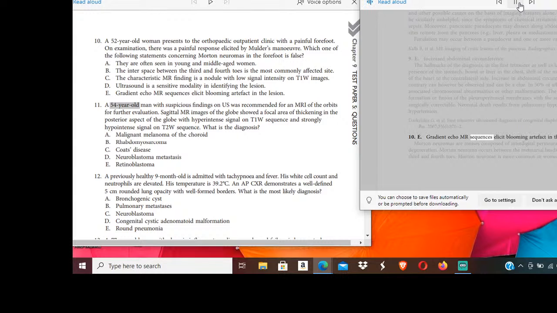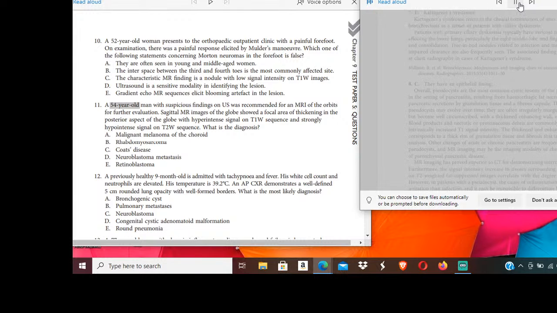10. Gradient echo MR sequences elicit blooming artifact in the lesion. Morton neuromas are masses composed of interdigital perineural fibrosis and nerve degeneration. Morton neuroma occurs between the metatarsal heads, most commonly between the third and fourth toes. Morton neuroma is more common in women, and high-heeled shoes have been implicated.